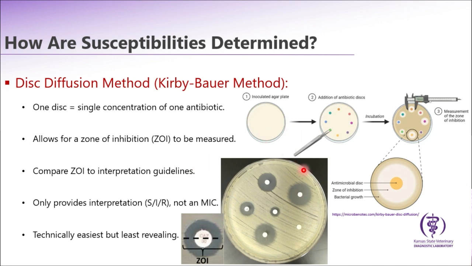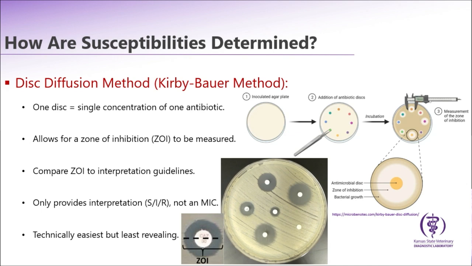So as you can see here, one disc basically means one antibiotic, means one concentration of the antibiotic, right? So this only provides us with interpretive data, whether this bacteria is susceptible or intermediate or resistant to a certain antibiotic, but it doesn't provide us with the MIC, which is the minimum inhibitory concentration that we are interested in.